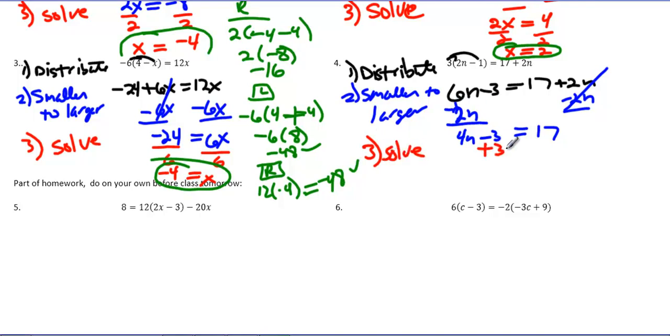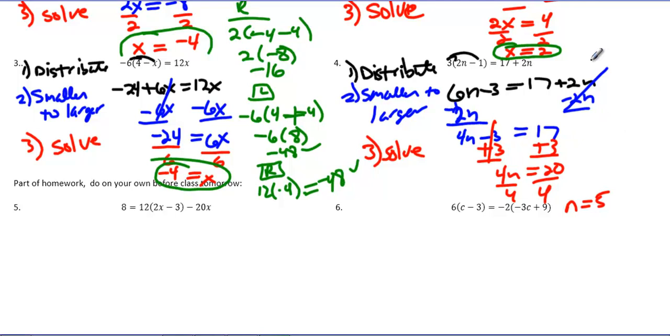So I'm going to add 3 and divide by 4. If you're not sure why I'm adding 3 and dividing by 4, you should probably re-watch some of the earlier videos to make sure you get an idea of how to solve two-step equations, or even a one-step equation. And we end up with n equaling 5.